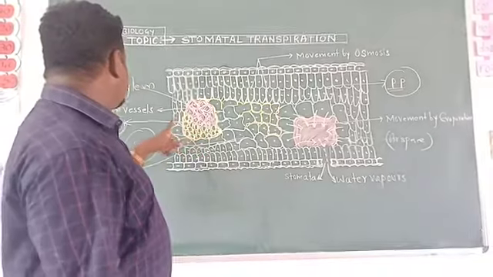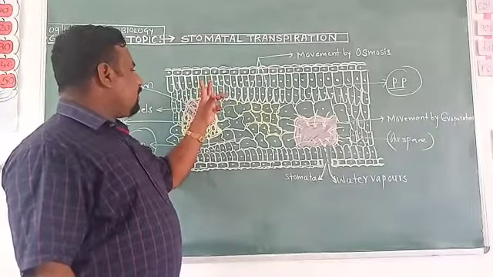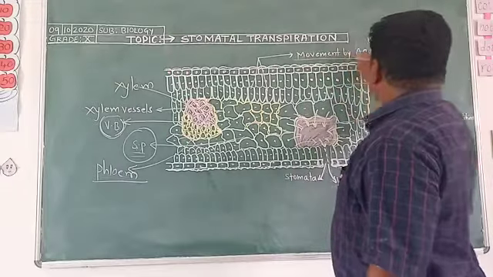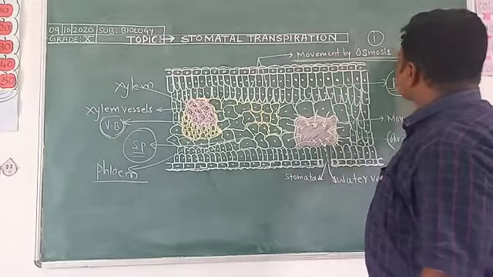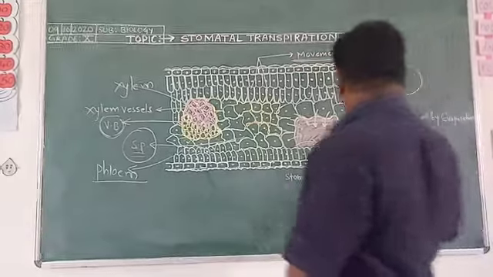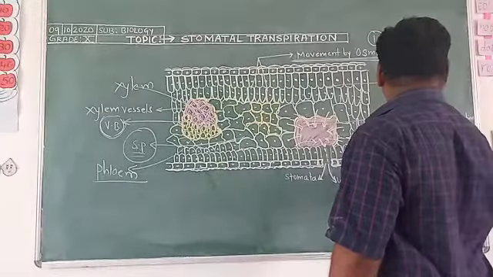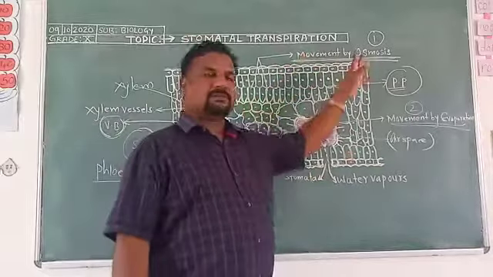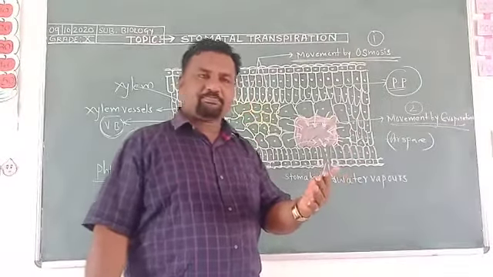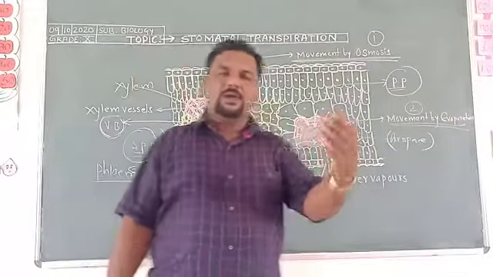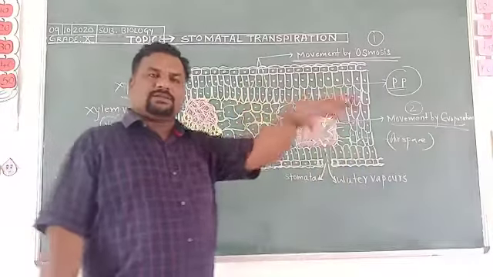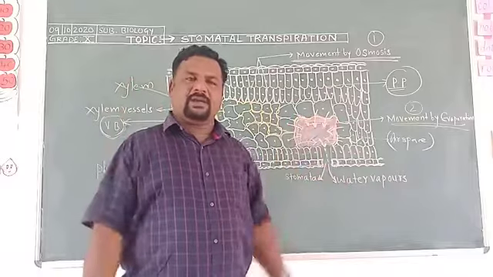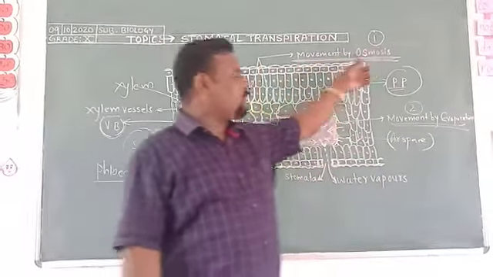So see here, what happens? Here we can see, number one, movement by osmosis. Water movement takes place by osmosis. And number two, the movement of water takes place through evaporation. Number one is movement of water by osmosis. What is osmosis? The movement of ions or molecules from the point of higher concentration to lower concentration till the concentration of both the sides becomes equal.